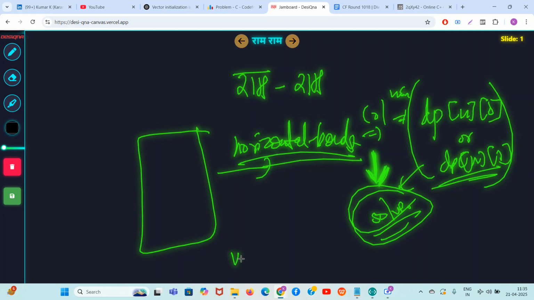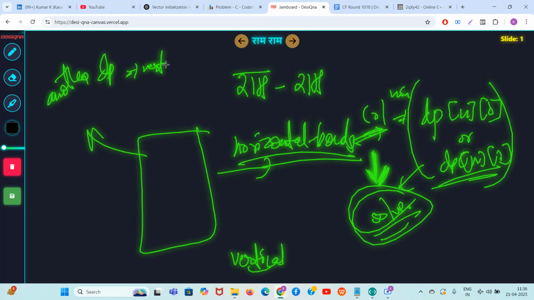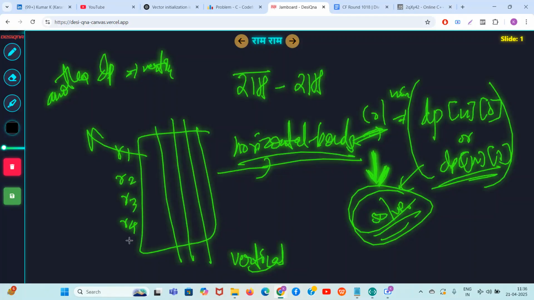But guys, what about the vertical bonds? I told you, no matter how many column operations you do, it does not affect the vertical bonds. Now I will do another DP to solve all the vertical bonds. So for the vertical bonds, what you have to do? Row operations you have to do, right? R1, R2, R3, R4 till R5, like N, right?